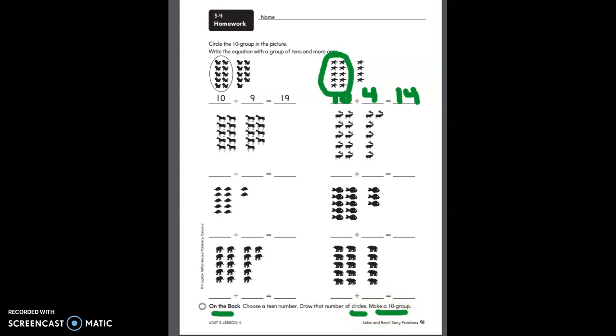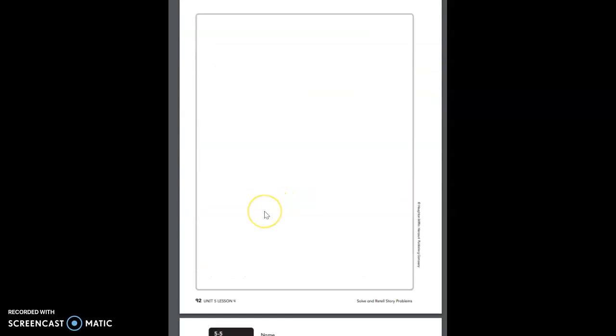So definitely all of us are going to have the 10 group of circles. So I'm going to go ahead and draw a group of 10 circles because that's what the direction said. So 1, 2, 3, 4, 5, 6, 7, 8, 9, 10. That's my 10 group. And then you get to decide how many more you want. But again, you get to decide how many more up to a teen number, right? So anything between 11, 12, 13, 14, 15, 16, 17, 18, 19.